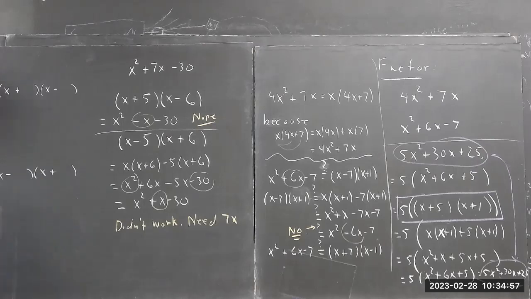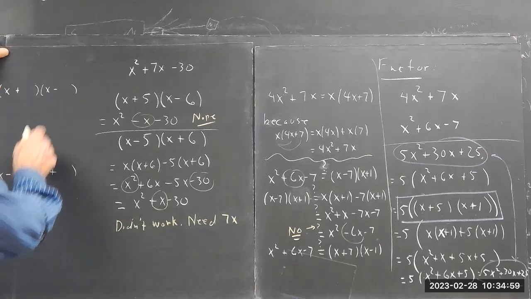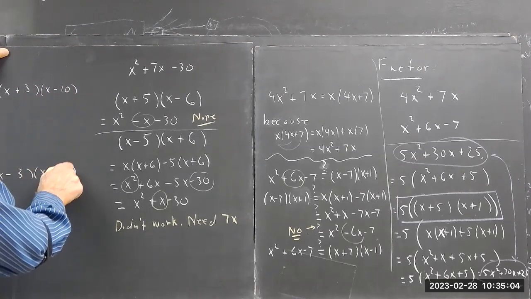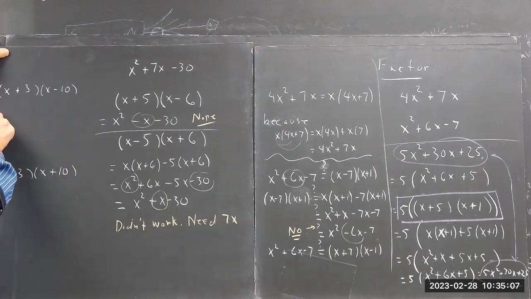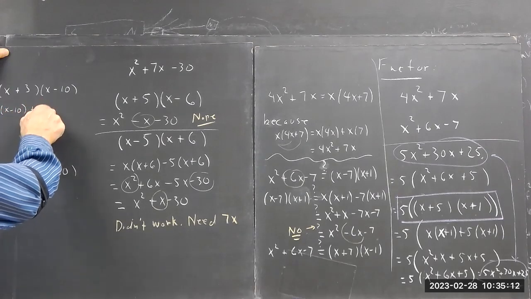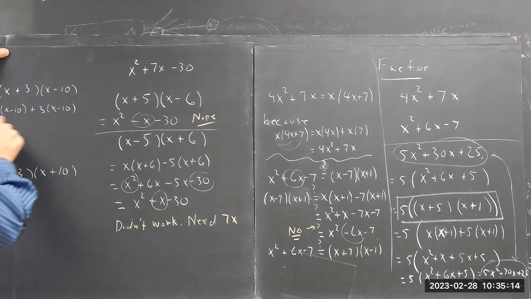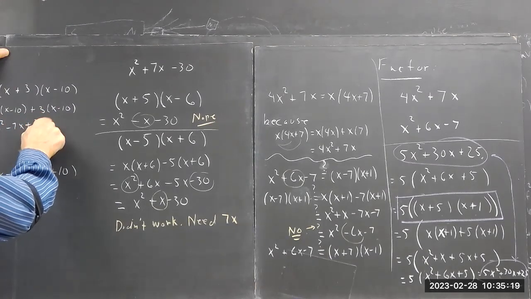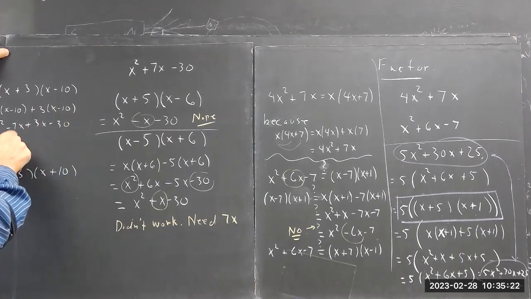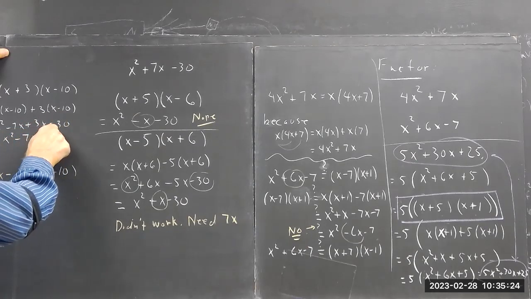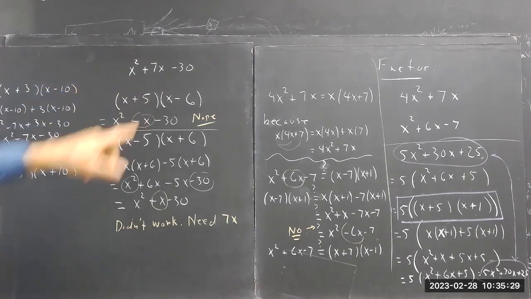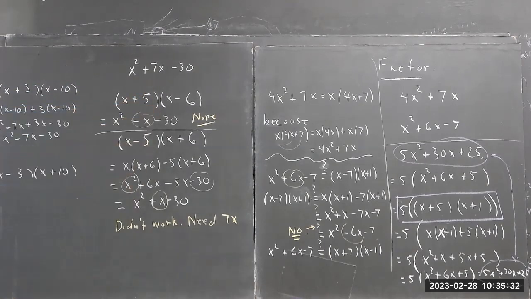And that'd be a good choice because it actually works. So let's put the 3 here and the 10 here, and then we'll put the 3 here and the 10 here. If you multiply this out, you get x times x minus 10 plus 3 times x minus 10, which is x squared minus 7x plus 3x minus 30, which is x squared minus 7x minus 30. Now you see the 7x doesn't match because you got a minus where you'd like to have a plus.